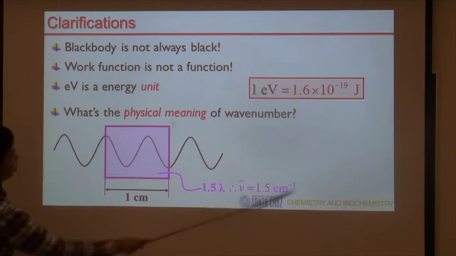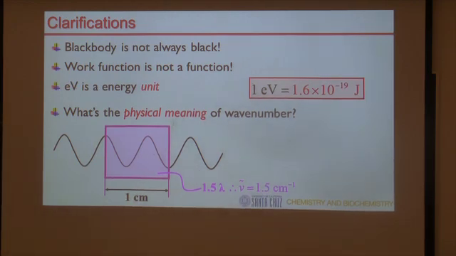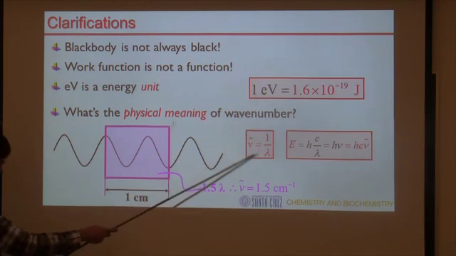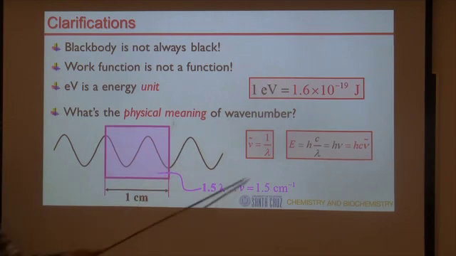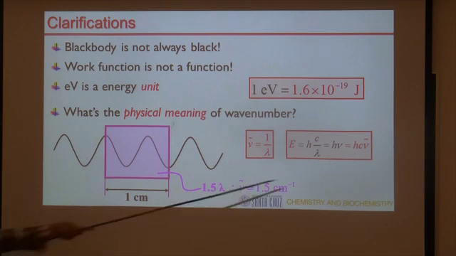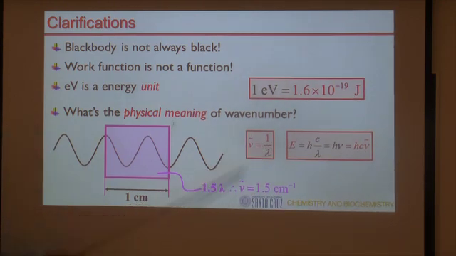And putting a different unit, so centimeter inverse, which we introduced in class. So 1 over lambda gives you the wave number, and you can also use it to calculate the energy. Okay. All right, any questions about those clarifications? I hope you understand the physical meaning, and it will be more appreciated when using wave number. So wave number actually is directly proportional to energy.